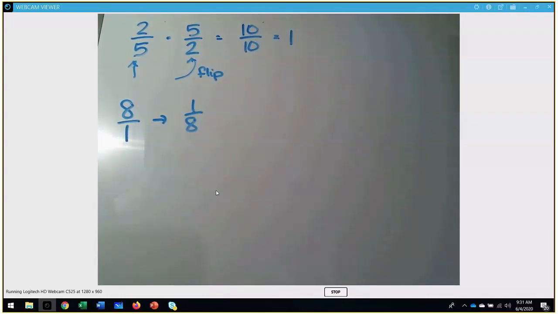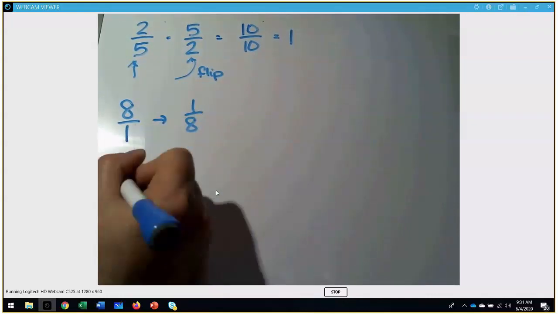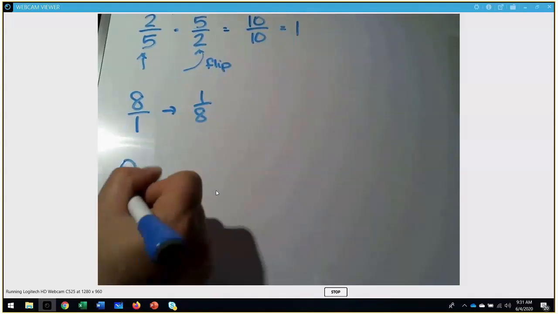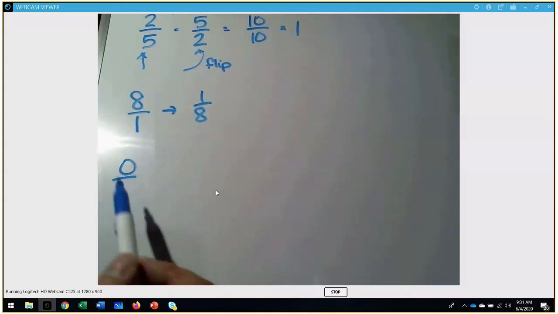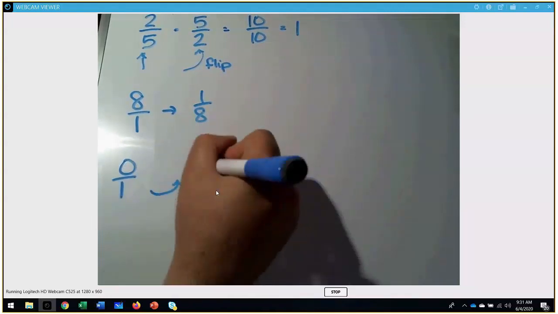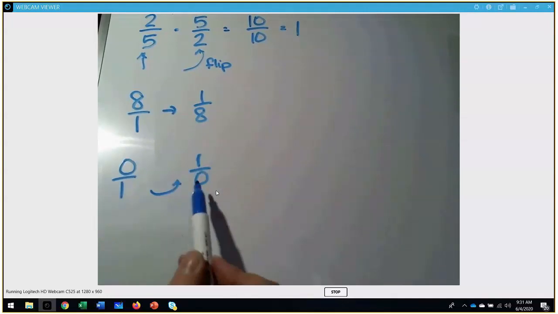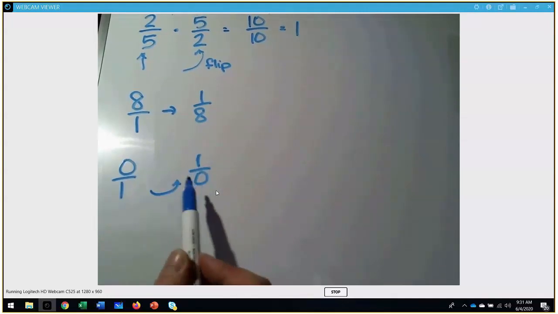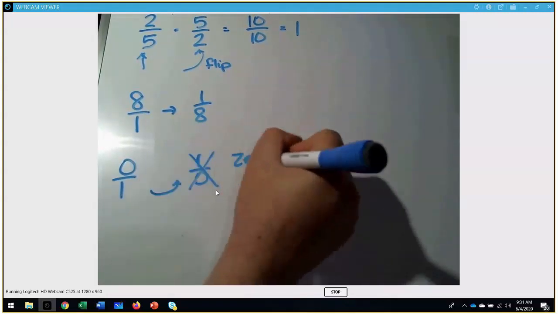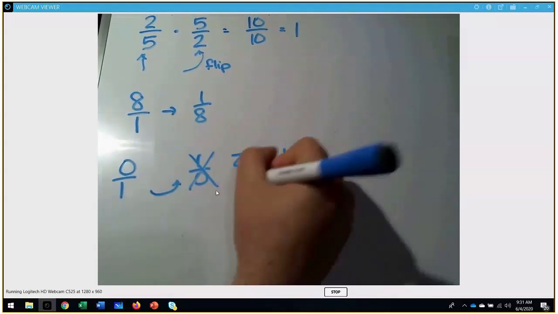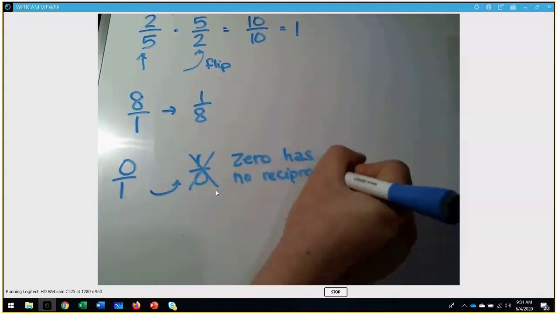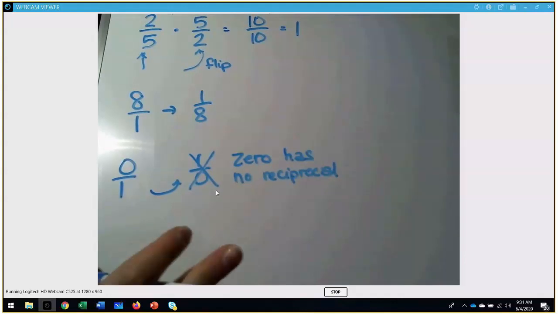The only thing that you got to watch out for is 0. 0, if you put that over 1, that's still 0, that's fine. But if you try to flip this, now the 0 is in the denominator and this is undefined. This is no good. So 0 has no reciprocal. And that's the only one. Everything else could be flipped upside down in some way.